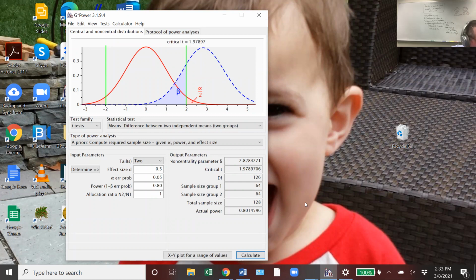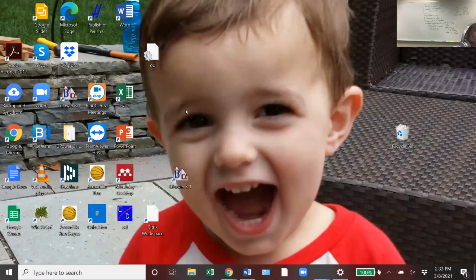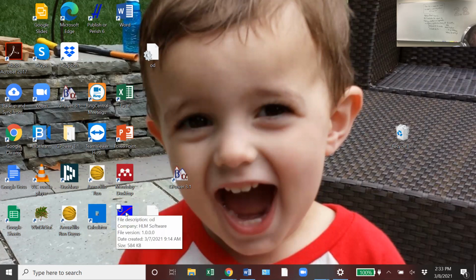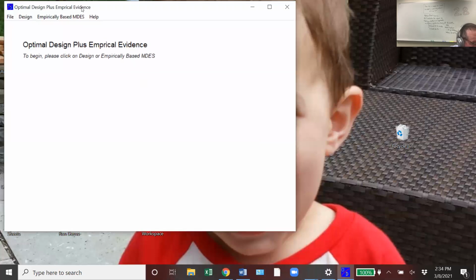Okay, let me turn to optimal design, which is the second. That's my grandson, by the way, always ready for action. All right. So let's take a look at optimal design.